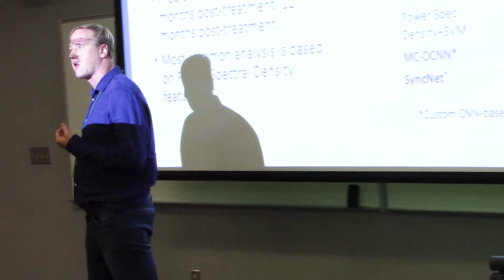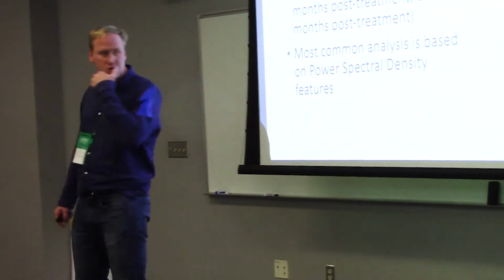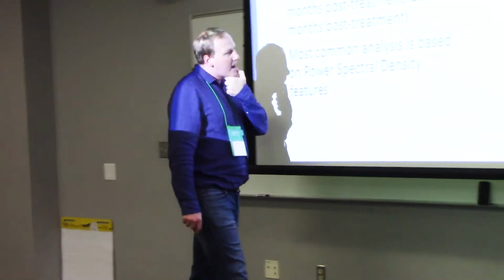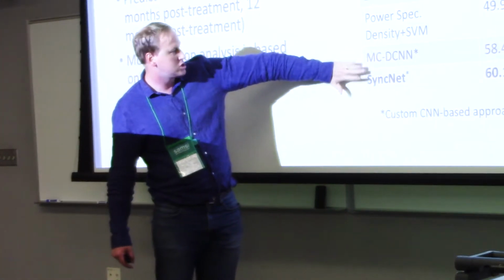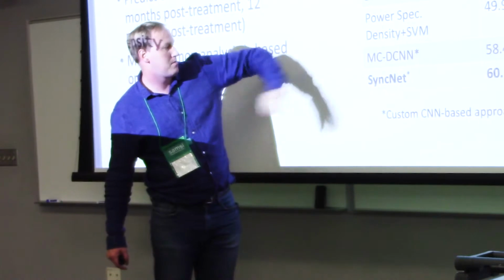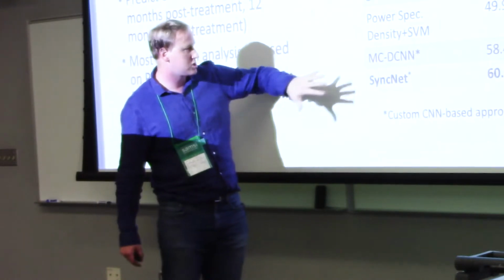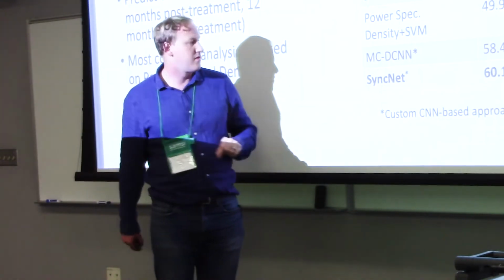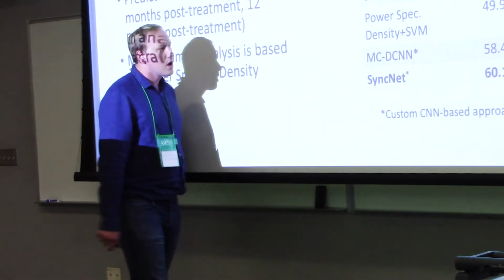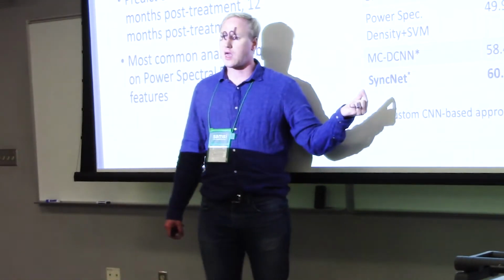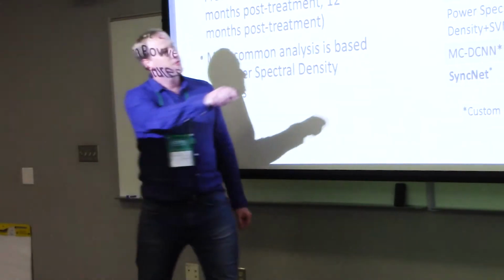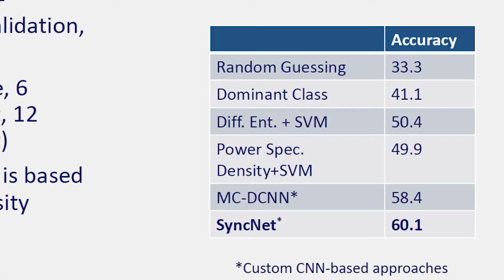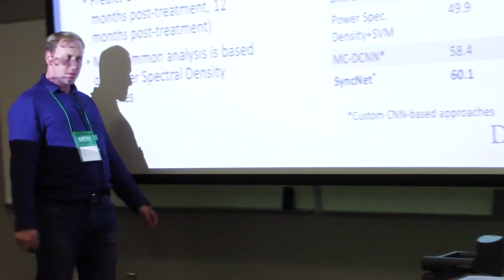You actually get a lot of information out of these traditional approaches. But if you use a custom CNN-based approach, this one is a custom CNN approach for EEG in the literature that somebody else developed, and this is the one we developed. You can get pretty large gains here. This is a pretty large gain in this type of data. We went from 41% just guessing the dominant class to about 50% using what they're currently doing to about 60% accuracy now.